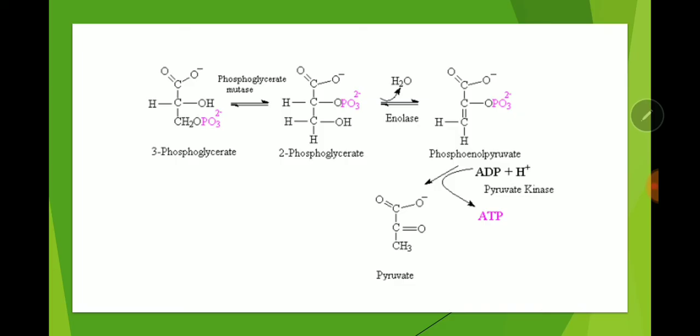Okay, let's look at the reaction. Here you have 3-phosphoglycerate, for which to form, you have to form one molecule of ATP already, right? So we already have one molecule of ATP. Now, phosphoglycerate mutase is going to shift the position of the phosphate to a different position, and it forms 2-phosphoglycerate.